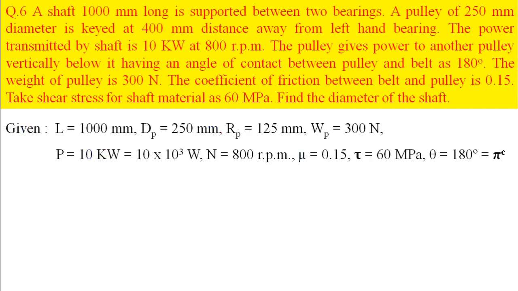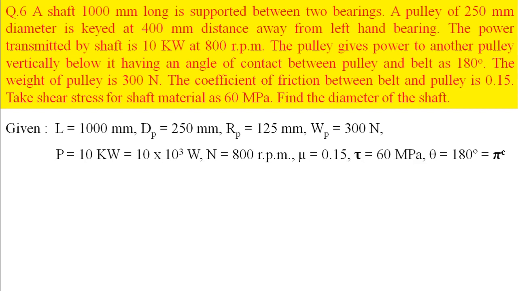We have given length of shaft as 1000 mm. Diameter of pulley capital D suffix small p is equal to 250 mm. From that we can find out the radius R suffix p is equal to 125 mm. Weight of pulley is also given, which is 300 Newton. Power transmitted is given as 10 kW. We have to convert that into watt, means multiply by 10 raised to 3. RPM is given as 800, which is equal to capital N is equal to 800 RPM. Coefficient of friction mu is equal to 0.15.